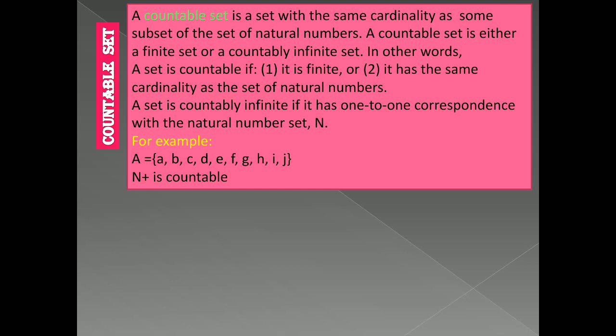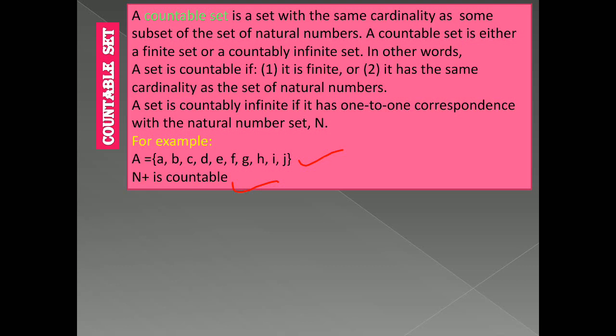Let's see some example. Here you can see a set A which has the elements A, B, C, D, E, F, G, H, I and J. This is a finite set, so it is countable. The next example is N positive. It means the set of positive natural numbers. It is also a countable set, but it is countably infinite set.